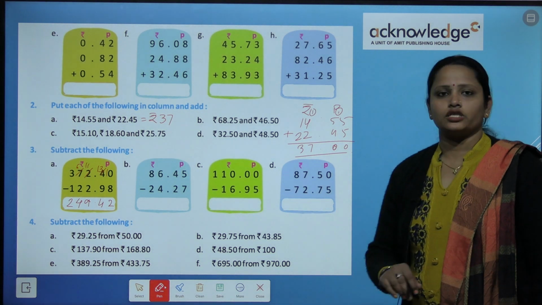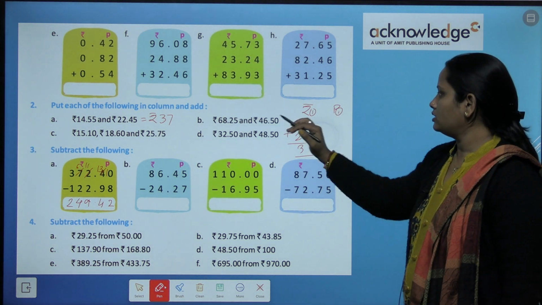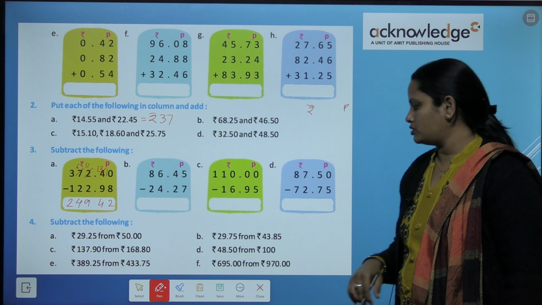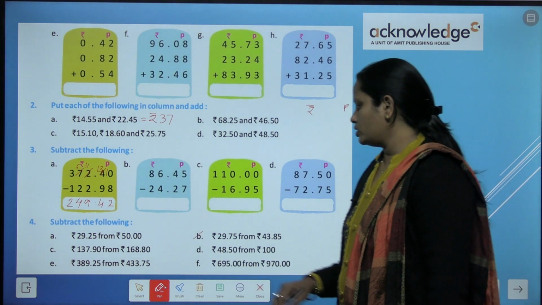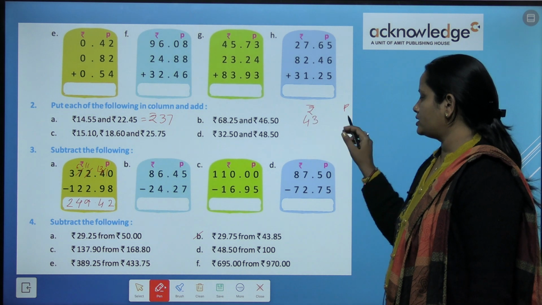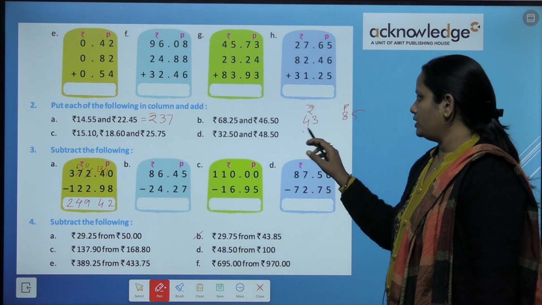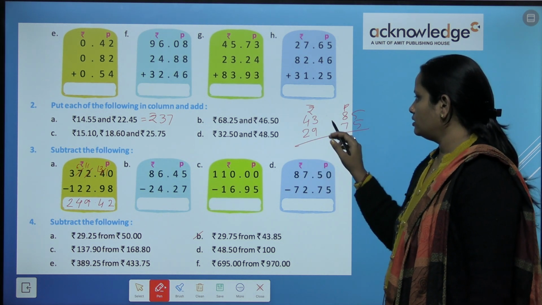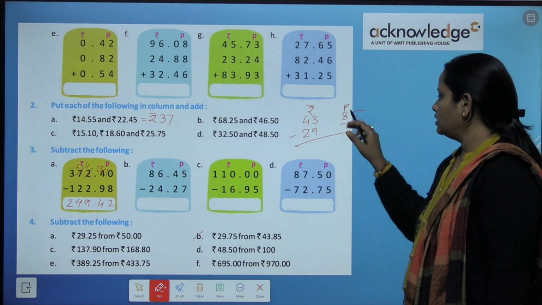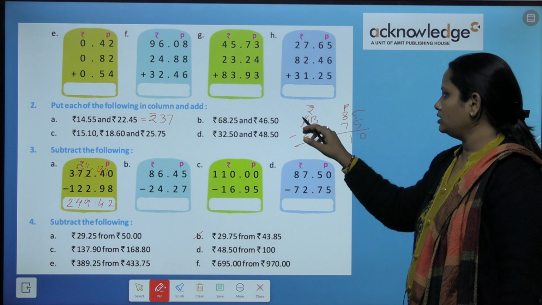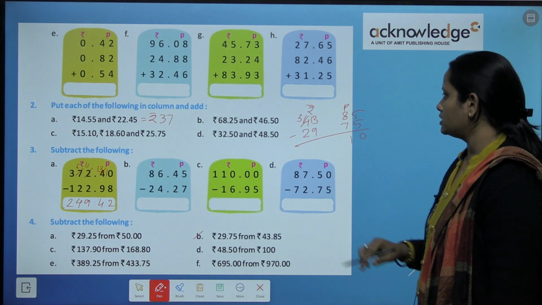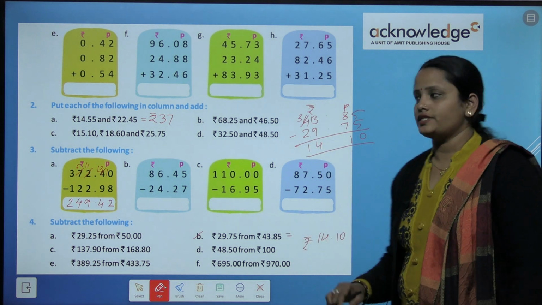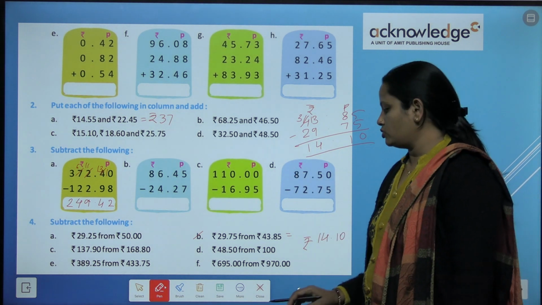Now children, let's move on to question number 4. Here we have to subtract the given money. So let's arrange the given numbers in the given column. Let's do this B1. So 43 rupees and 85 पैसा में से हमें सब्ट्रैक्ट करना है 29 rupees and 75 पैसा. So it will be 13. 13 minus 9 will be 4. 3 minus 2 will be 1. So here the answer is 14 rupees and 10 paisa. So similarly, children, do the rest of the questions.